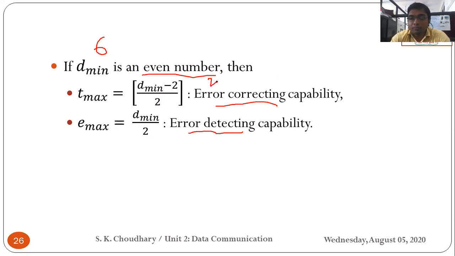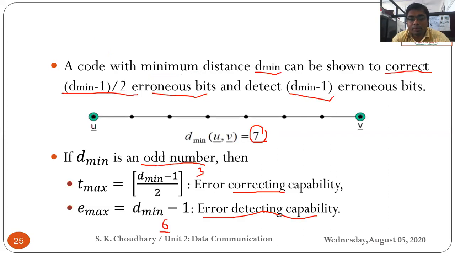So this is the correlation between the minimum Hamming distance and error correcting capability and error detection capability. This is a very important relationship for further analysis, where we will learn about LBC, linear block code, convolution code and other things. Okay, so note down both these formulas, they are very important.